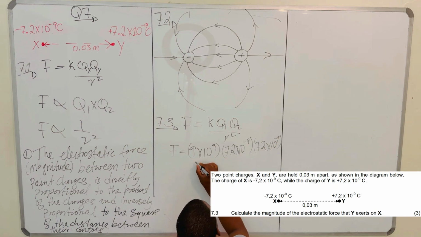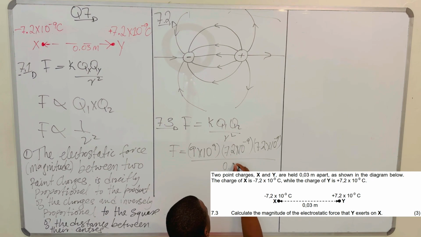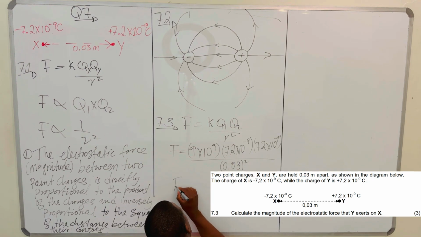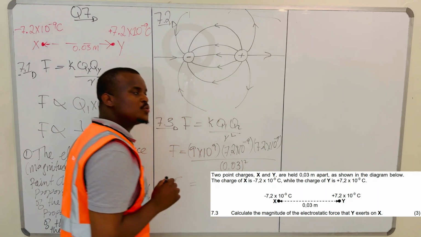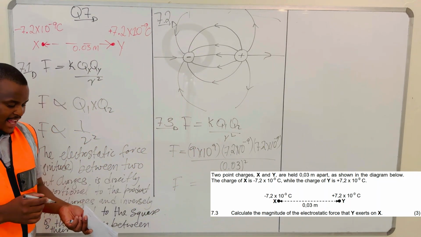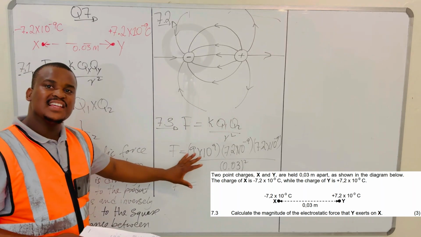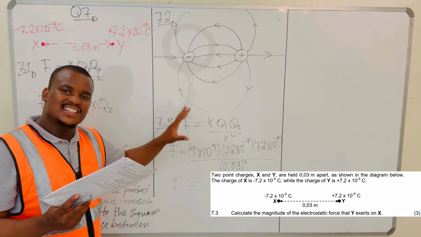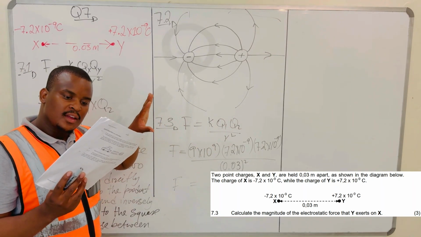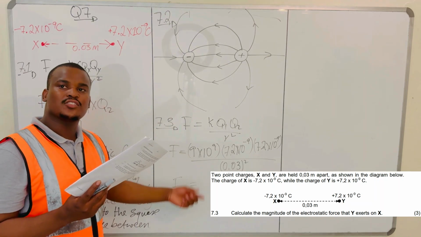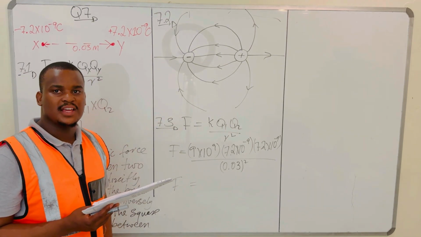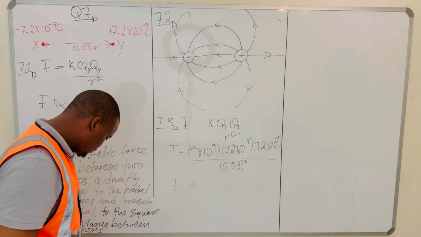All over the square of the distance between them. What is the distance between them? The distance between them is 0.03, all squared. So what you get here is the electrostatic force between them, which is the force that they exert on each other. By finding this, you also found the force that Y exerts on X, which is the same thing.